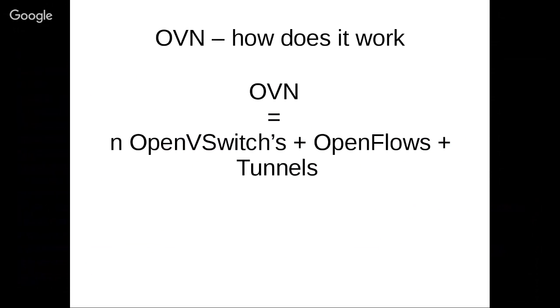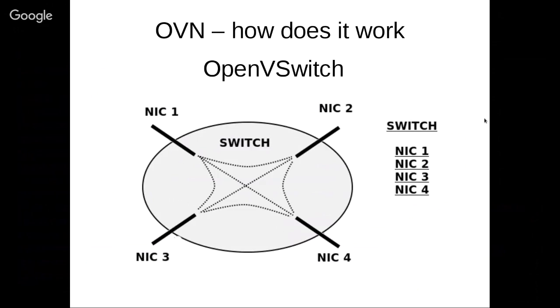How does OVN work? OVN utilizes 3 items: a number of Open vSwitch OVS instances, open flow rules, and tunnels, which connect the different OVS instances to form one system. When we look at a single OVS instance, it connects all the ports connected to the OVS bridge. Here, all the ports connected to an OVS bridge can access each other.